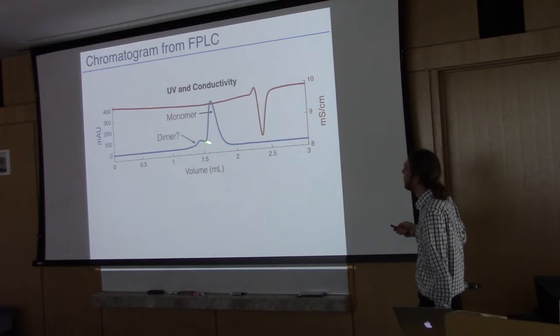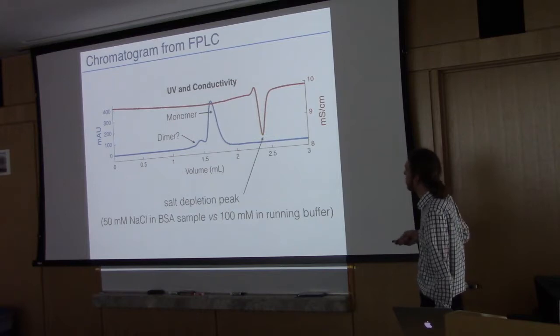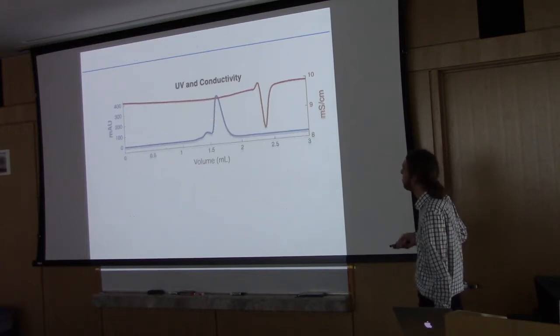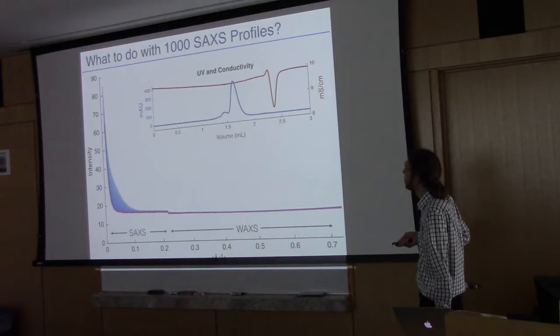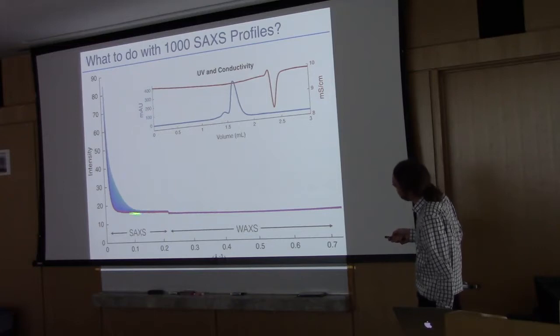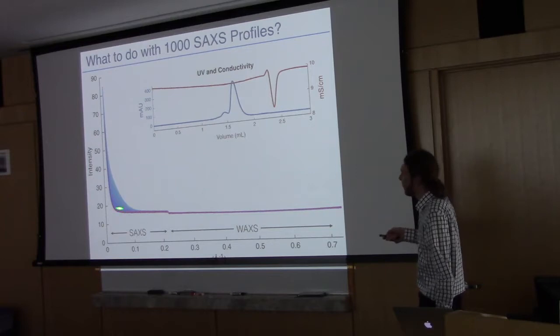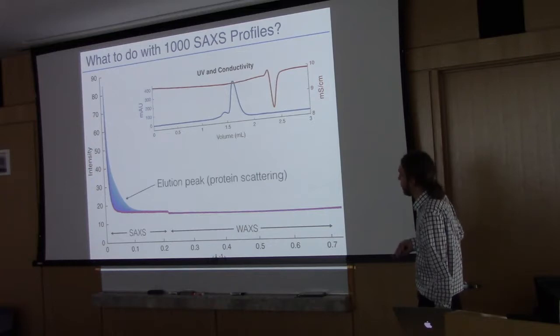So this is monomer. One question is, what is all this stuff? It's probably dimers and trimers. And this is the salt depletion peak. Now, if you just plot all of these 1,000 SAXS profiles, it looks like kind of a mess. Most of this is just background scattering, and then when the peak comes out, you get just a little bit of protein scattering. So what do you do with this?